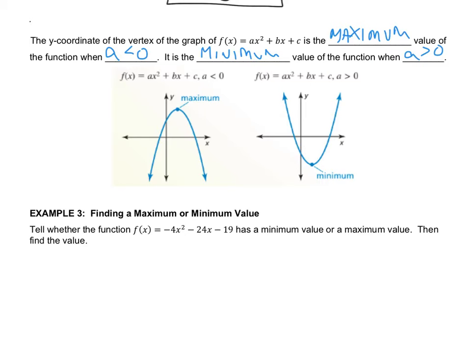So looking at those 2 diagrams or those 2 graphs kind of makes some sense. When a is less than 0, our parabola opens down. And because it opens down, this vertex is the highest point of the parabola. The maximum is going to be the y-coordinate of that point. On the other side, if I have an opening upwards parabola, the vertex is now the minimum. And we know that an opening up parabola is when a is greater than 0. So let's go through and find a couple.